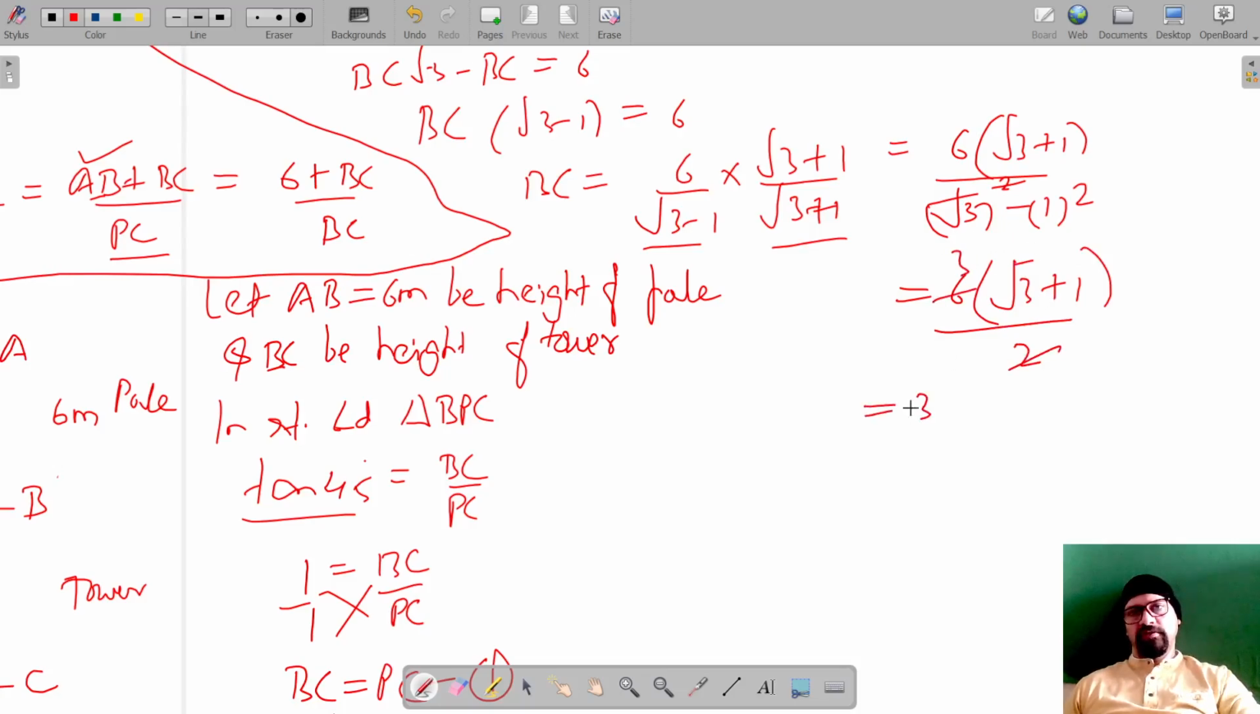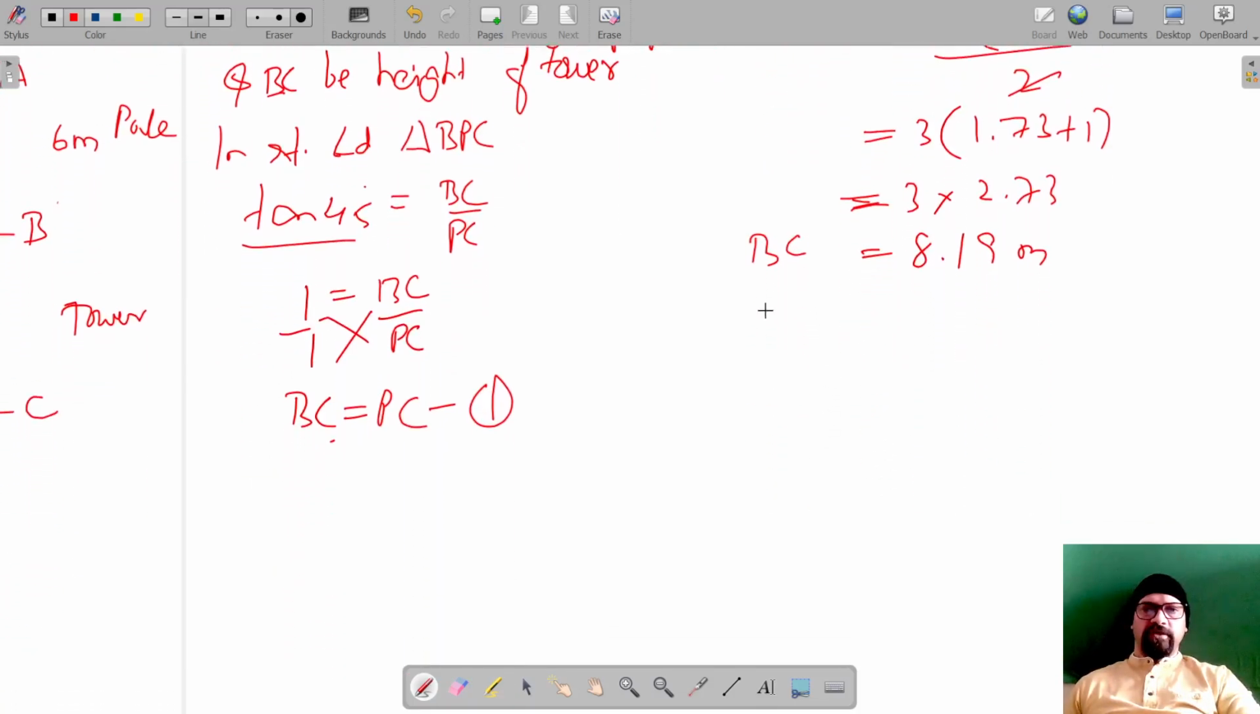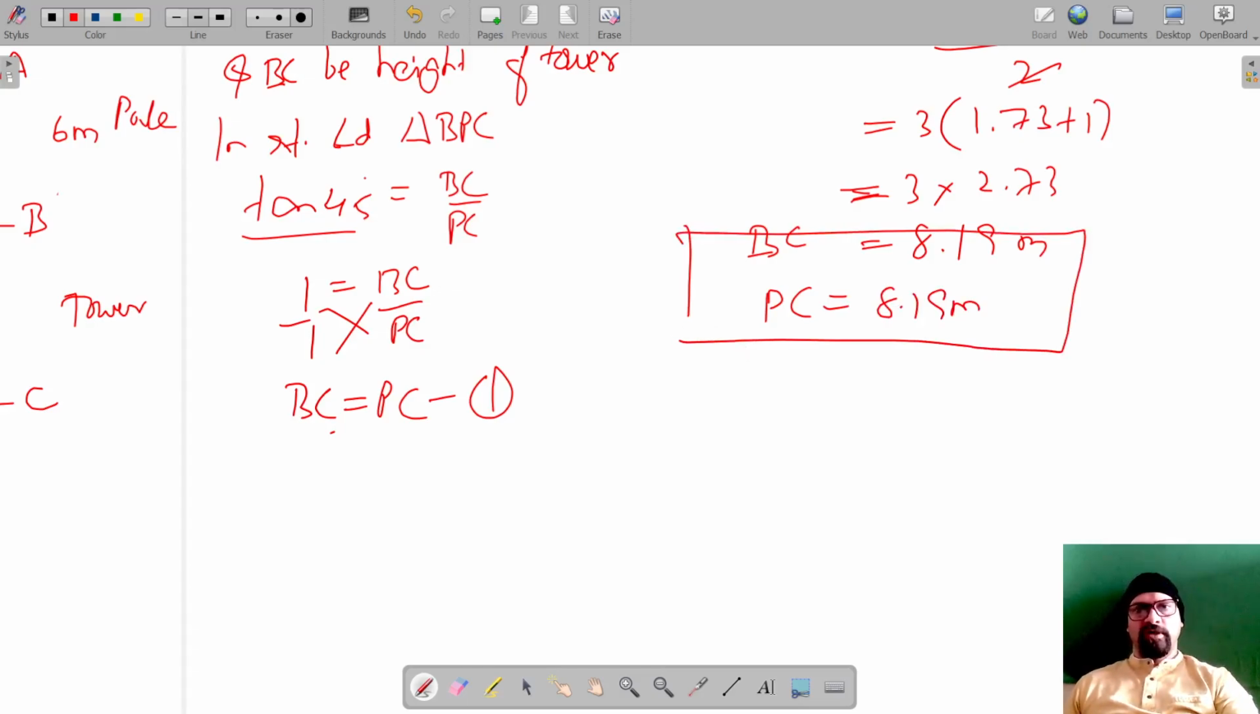So this is 3 into (root 3 plus 1), that is 3 into (1.73 plus 1), which is 3 into 2.73, which is equal to 8.19 meters. So BC is 8.19 meters, and PC is also equal to BC, so PC is also 8.19 meters. So 8.19 meters is the height of the tower, and the distance of the point P from the foot of the tower is also 8.19 meters.